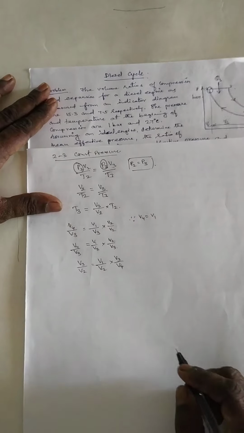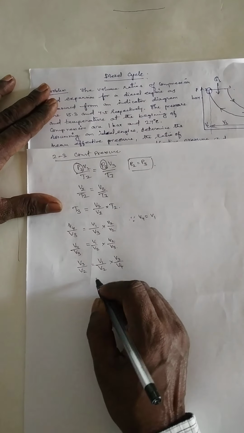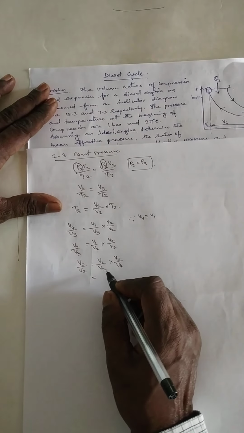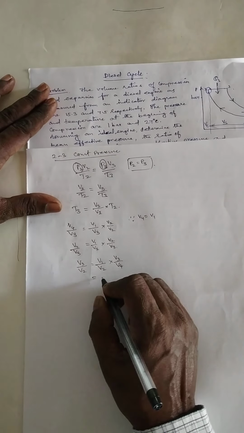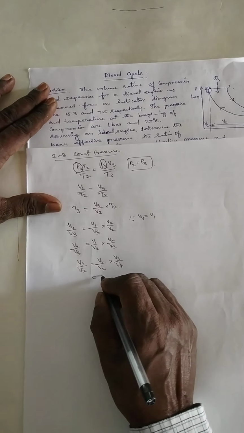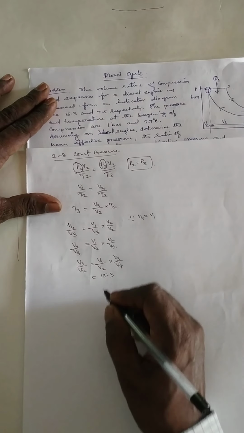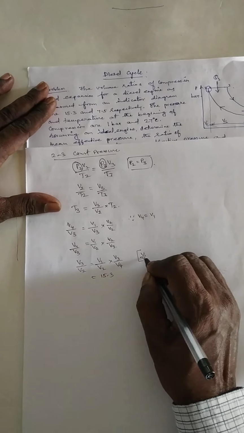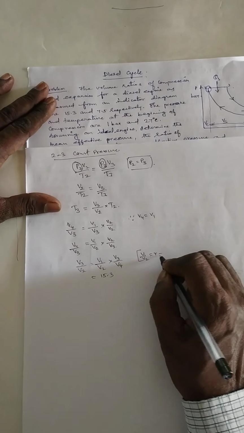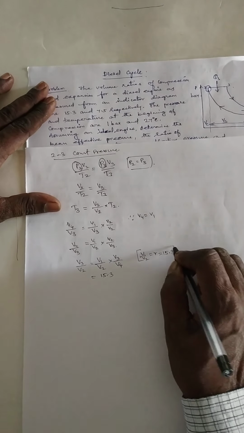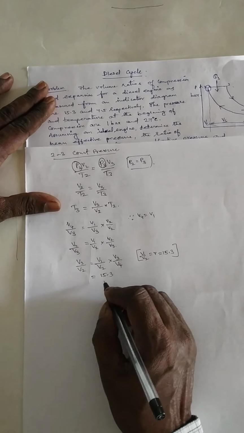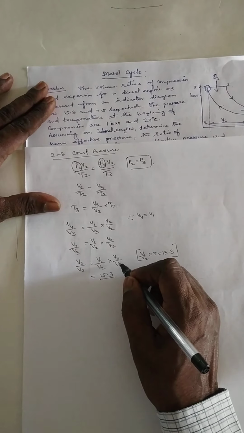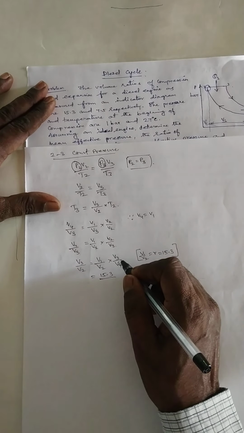Okay. So this can be written like this. Now we know that V1 by V2 is equal to R. So substitute the value of R here, 15.3, right? Since V1 by V2 is equal to R, which is 15.3, that is the compression ratio. Now V4 by V3 is the expansion ratio, which is given in the problem itself, right?